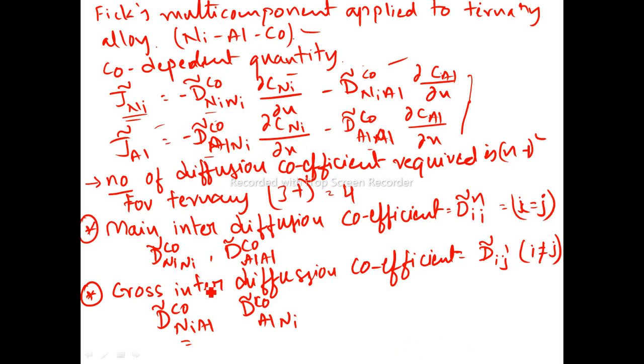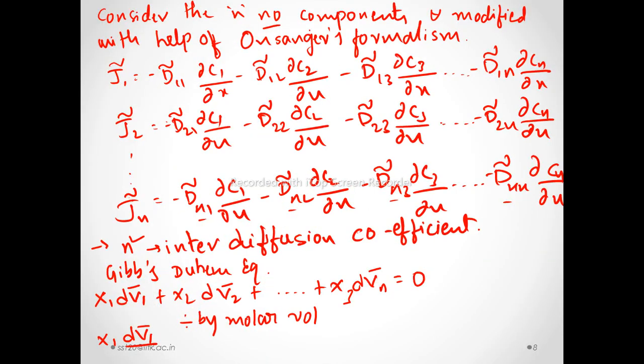Okay, this is all about today's lecture, where we saw diffusion, Onsager's formalism, and the two main diffusion coefficients, that is main interdiffusion coefficients and cross interdiffusion coefficients. Thank you. In the next series, we are learning about Fick's second law, the continuity equation.